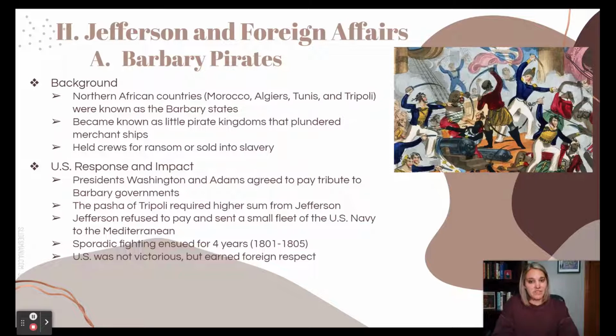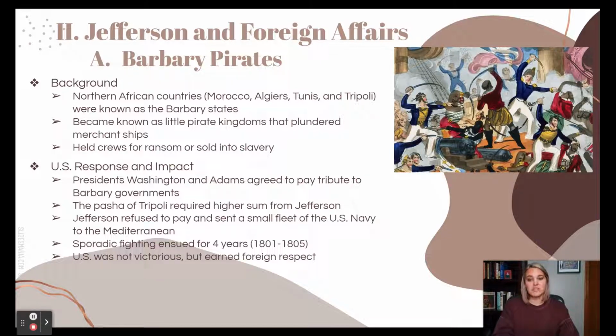So now we're going to dive into Jefferson and foreign policy. One of the first things he deals with as president is going to be the Barbary pirates. And so what we are talking about is these North African countries that had become known for the ways that they were plundering merchant ships. They would often take captive the crews and then hold them for ransom or sell them into slavery.